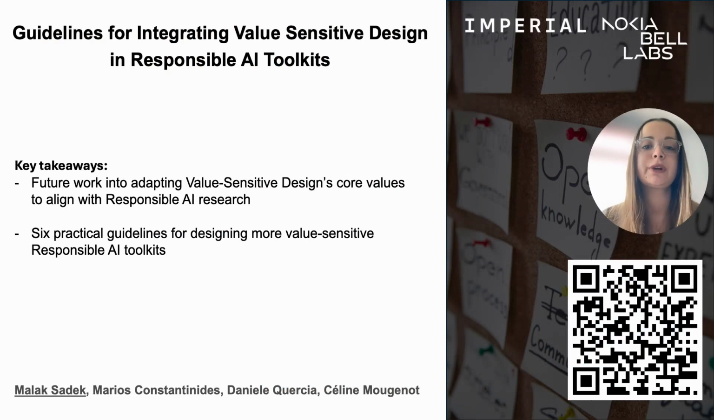So in conclusion, to wrap things up, our study offers 2 contributions. Firstly, we recommend future work to explore adapting value-sensitive design's core values to better align with RAI research, and we also offer 6 practical guidelines for those designing responsible AI toolkits to improve their value sensitivity and align with the principles of value-sensitive design.